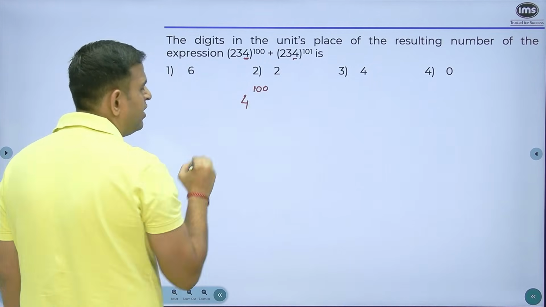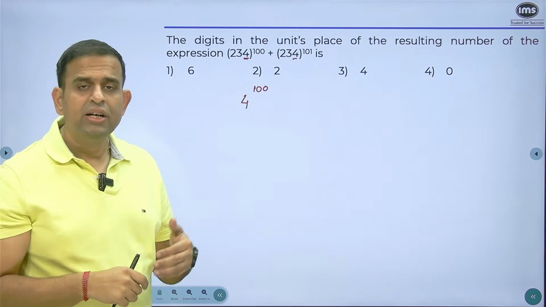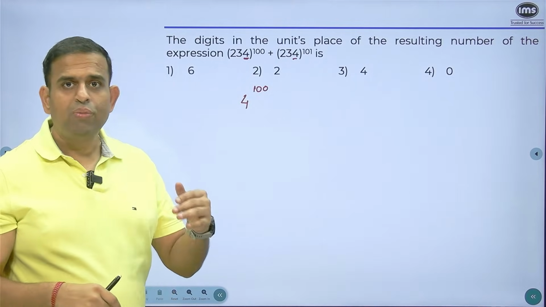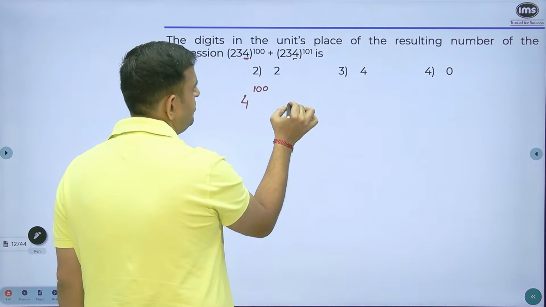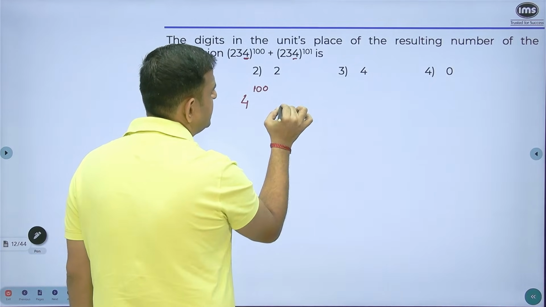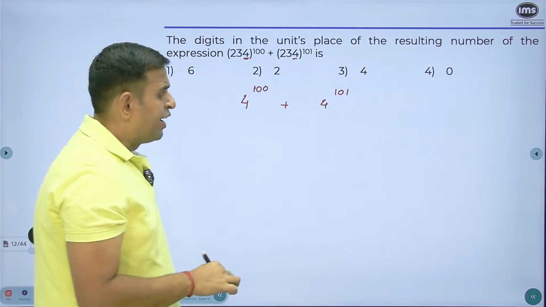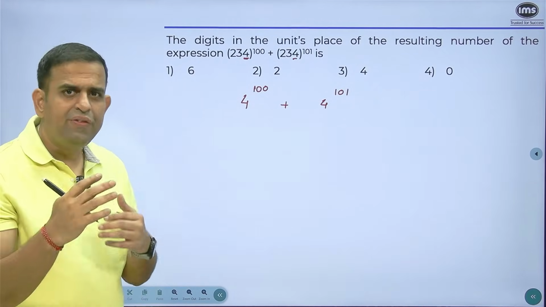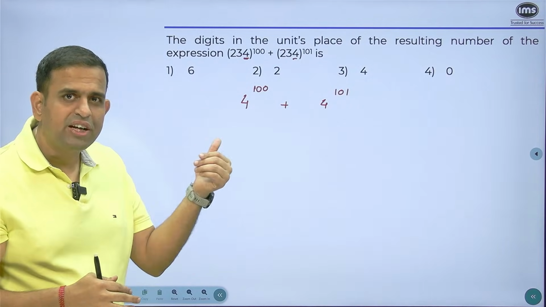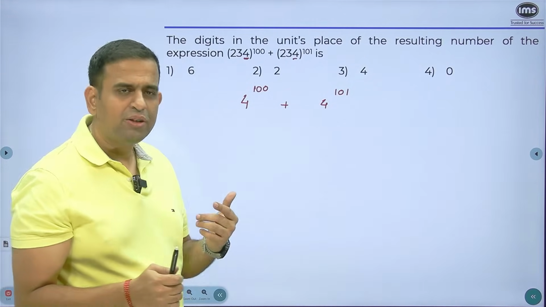4 power 100 will have the same unit place as 234 power 100. Similarly, 234 power, let's say, 101 is going to have the same last digit as 4 raised to 101. Now we can look for the cyclicity pattern for the number 4. Again, we can look at two methods, especially for this example which is given to us. So for the number 4, what do we have as the pattern?